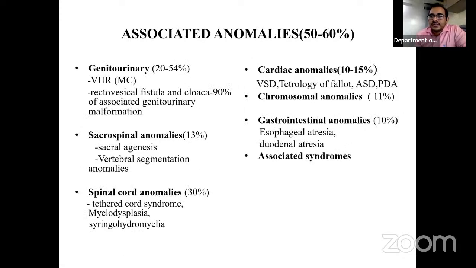Now, associated anomalies. So, in 50 to 60% of the babies, this condition is associated with other system anomalies. Genitourinary anomaly is most common, and vesicoureteral reflux is the most common associated anomaly. Others are rectovesical fistula and cloaca. Then cardiac anomalies are seen in 10 to 15% of these patients. And others are sacrospinal anomalies, spinal cord anomalies, chromosomal anomalies, gastrointestinal anomalies, and associated syndromes. So while examining these babies, we have to rule out all these anomalies.